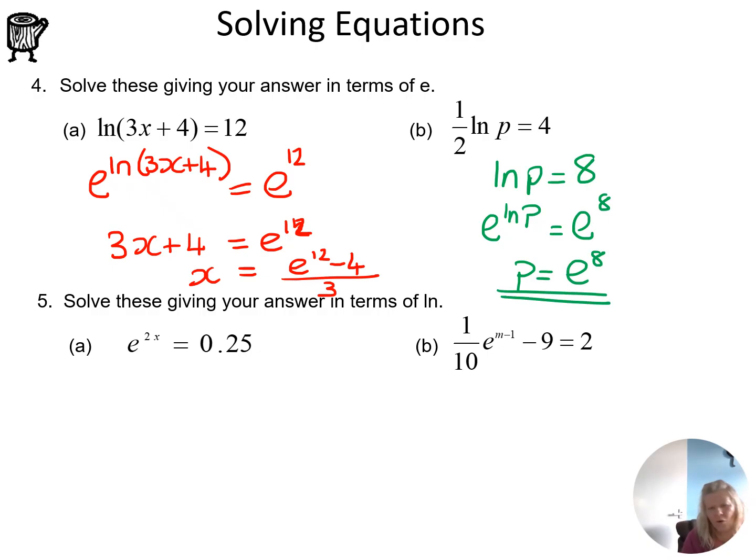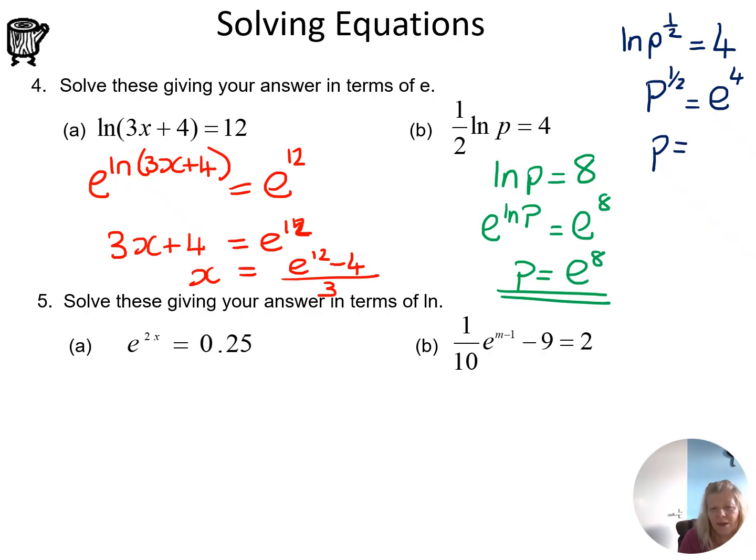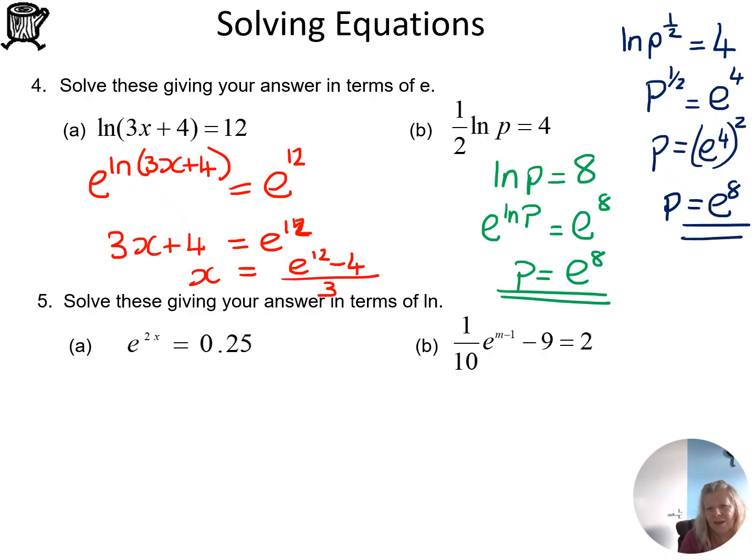You may think there's more than one way to answer some questions, and you'd be right. Here, we could have remembered our laws of logs and put the half up and written that as ln p to the half equals 4. Then e both sides and got p to the half equals e to the 4. Then squared both sides and got p equals e to the 4 all squared. If you power a power, you times them. So that just gives me e to the 8 as I'd had it before.